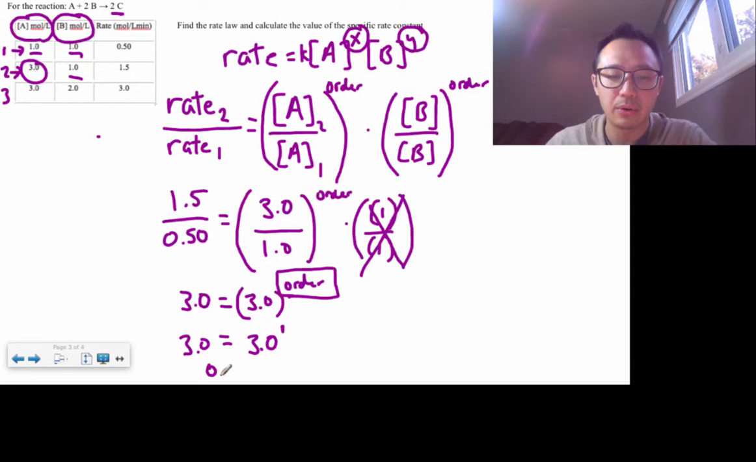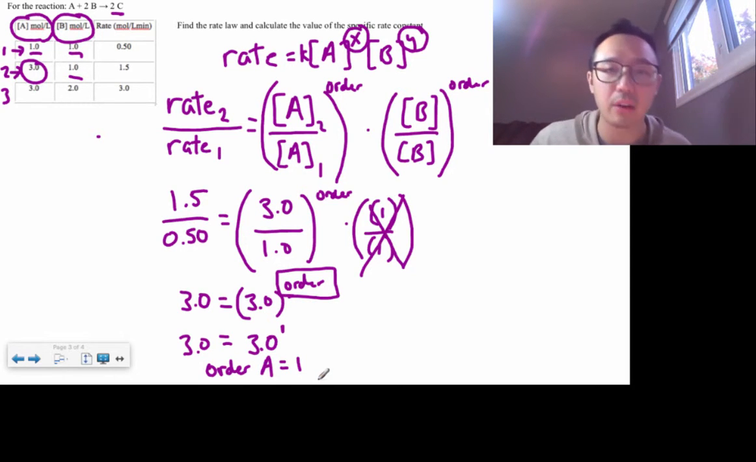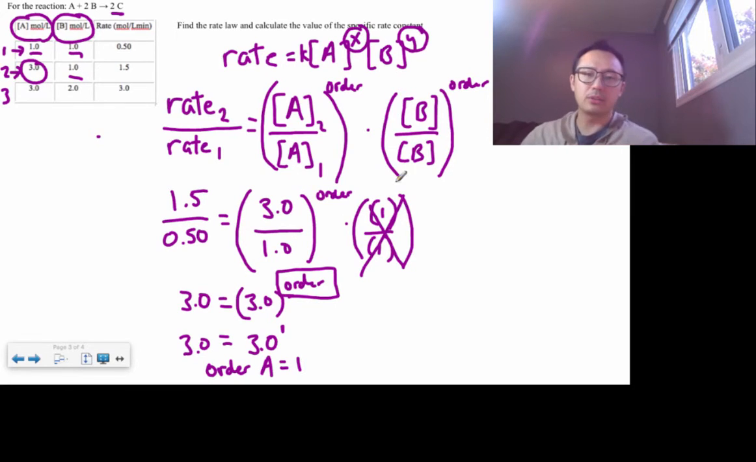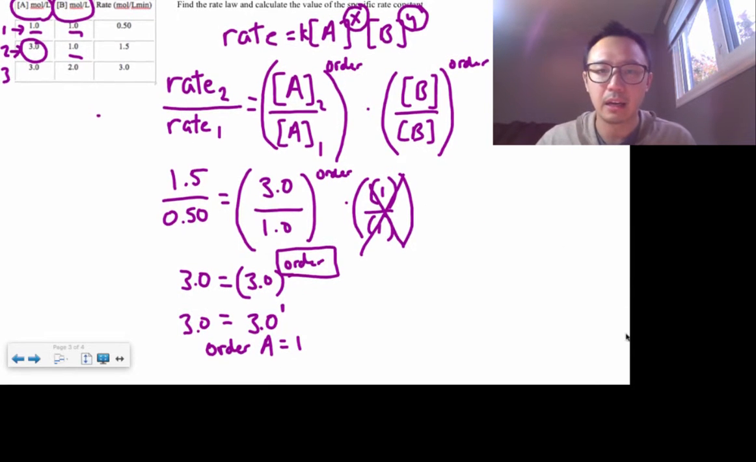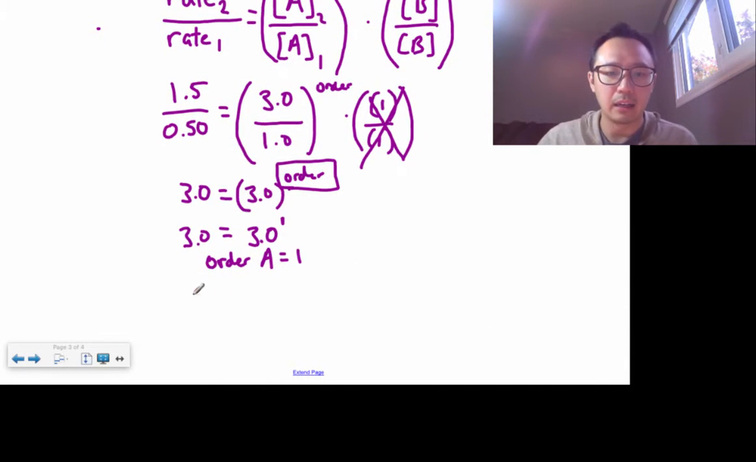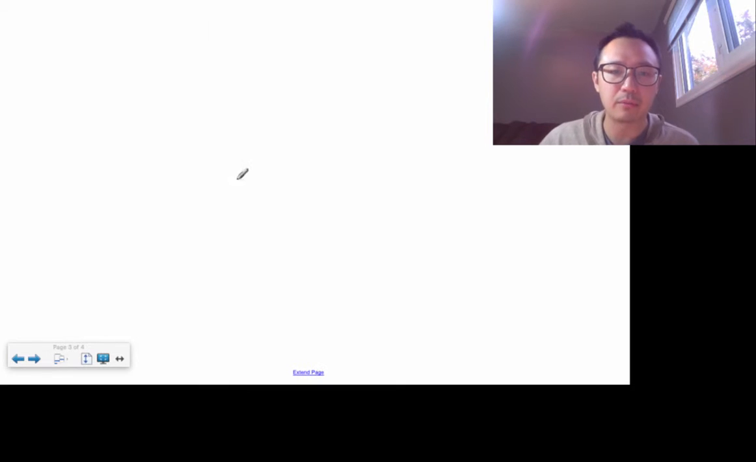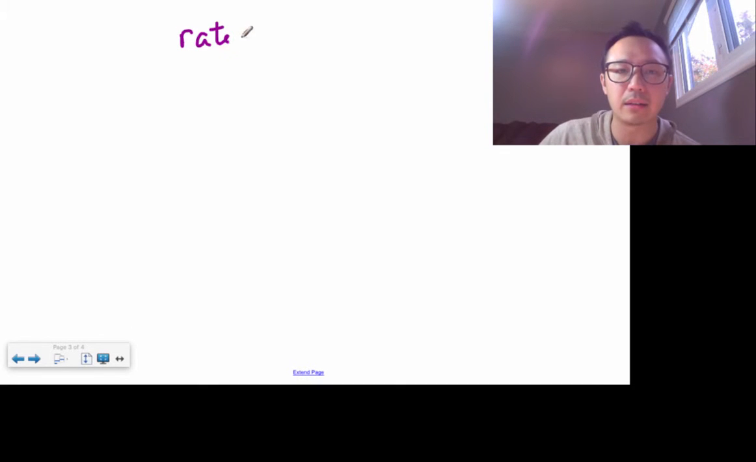So the order for A is 1. So we just solve for that. If we wanted to solve for concentration B, we do exactly the same steps. So let me just scroll down here. And so for concentration B, again, this is my rate is equal to k, A, and now we have the order 1, we can put a 1 here, and then B is still y.